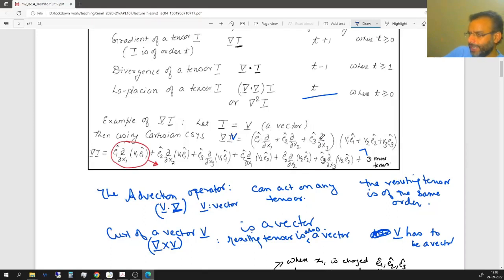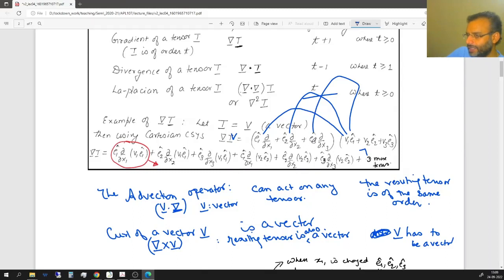Now, with 3 terms coming from the del operator and another 3 terms coming from this vector, potentially we have 9 terms. When you pursue the full expansion on the right hand side, you will get 9 terms. Right? E1 del x1 acting on v1 e1 is giving me the first term here. E2 del x2 acting on v1 e1, giving me the second term here.